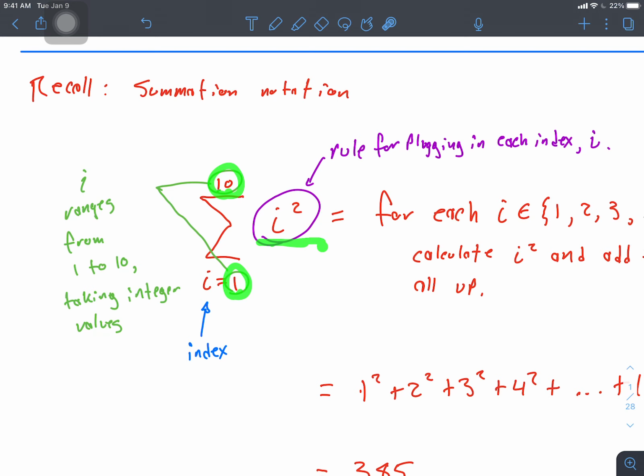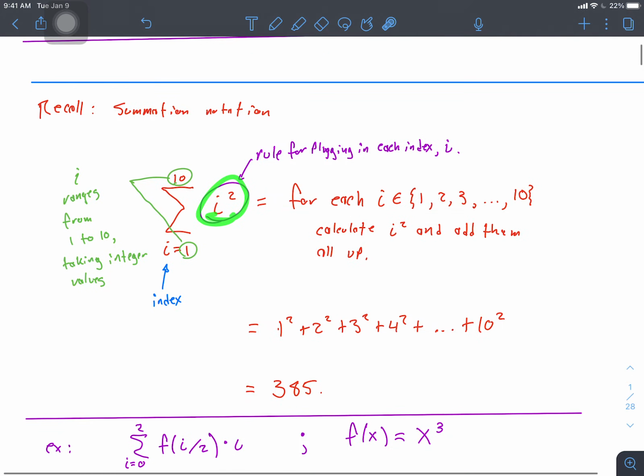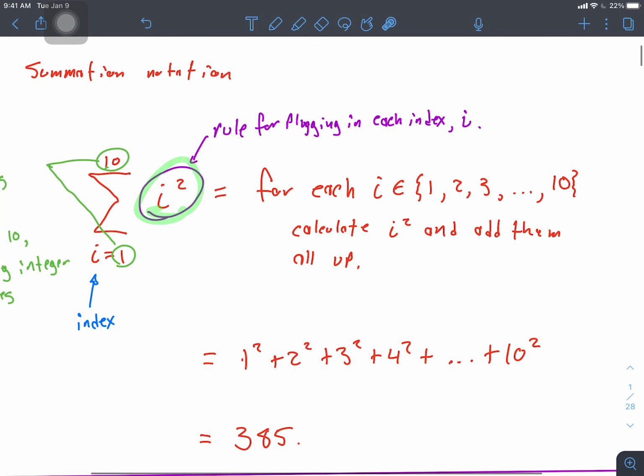So we take each i, like 1, 2, 3, 4, 5, 6, 7, 8, 9, and 10, and we're going to plug it into the rule, and then we're going to add up all those things. So for this one, it would look like I would do 1 squared plus 2 squared plus 3 squared plus 4 squared plus 5, 6, 7, 8, 9, and 10 squared. And I would add up all those numbers.